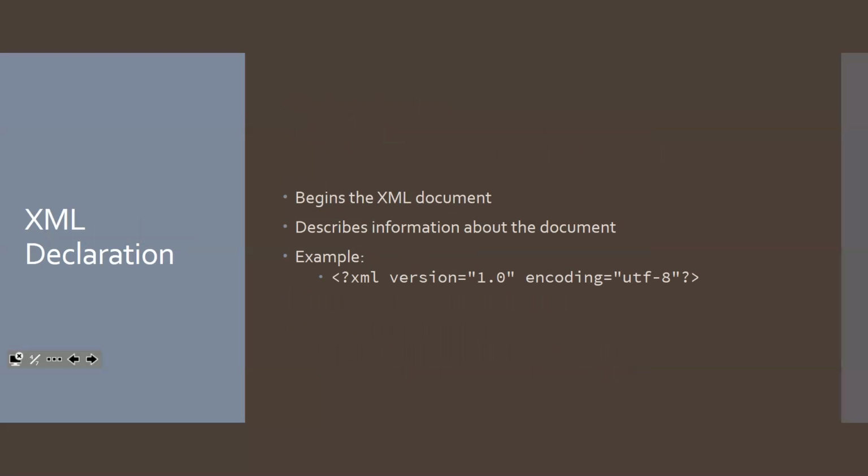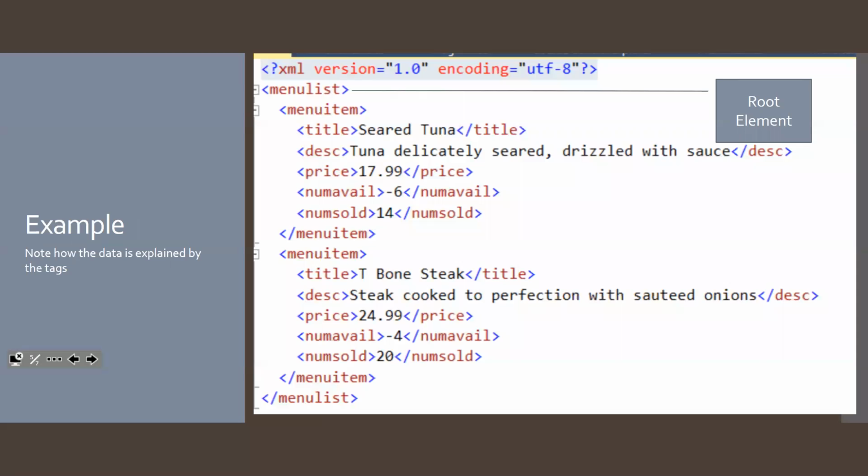Now, we have to have an XML declaration, kind of like an HTML declaration at the beginning of our file. It begins that XML document, and it describes information. So you're usually going to see something like this. You can pretty much copy and paste that, the XML declaration. And here's an actual XML file. So take a look at it. It's really self-documenting, right? Just like they were wanting.